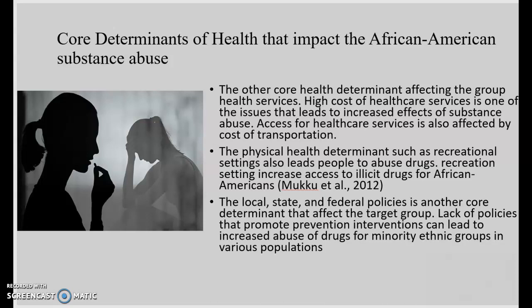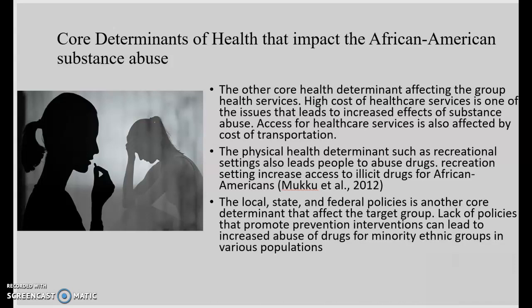The other core health determinant affecting the group is health services. The high cost of healthcare services is one of the issues that lead to the increased effects of substance abuse. Access to healthcare services is also affected by cost of transportation. The physical health determinants, such as recreational settings, also lead people to abuse drugs. Recreational settings include access to illegal drugs for African Americans.